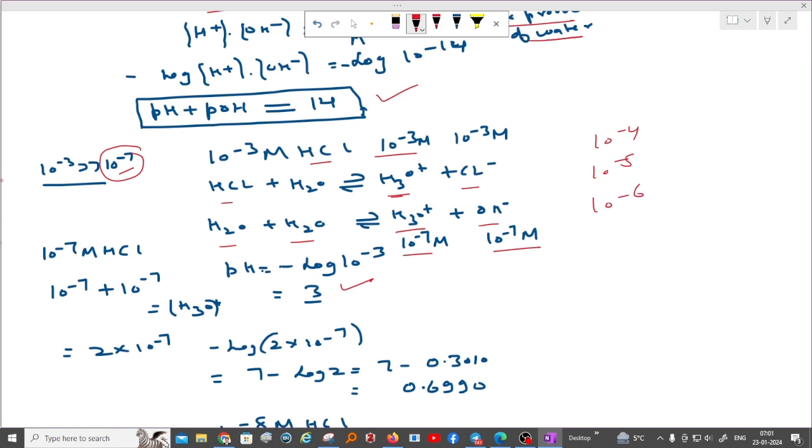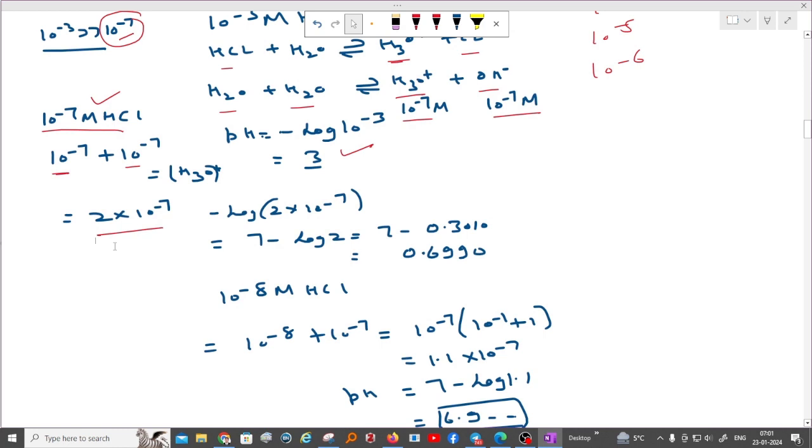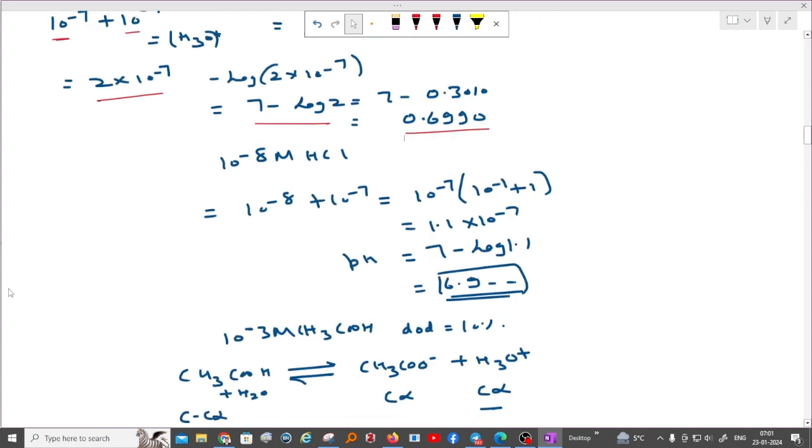Now if somebody asks you to calculate the pH of 10 power minus 7 molar HCl, then 10 power minus 7 from the acid is the same as 10 power minus 7 from water, so here we cannot ignore it. The total is 2 into 10 power minus 7, and if you put it in the formula, it will be 7 minus log 2, which is 7 minus 0.3010, that is 6.6990. Now if we calculate the pH of 10 power minus 8 molar HCl, this is added to 10 power minus 7, because this is smaller, so the total will be 1.1 into 10 power minus 7, and the pH will be 7 minus log of 1.1, which is around 6.9.